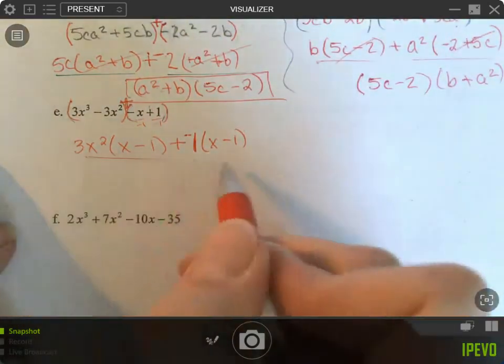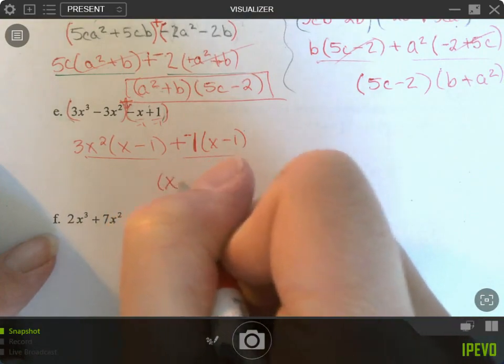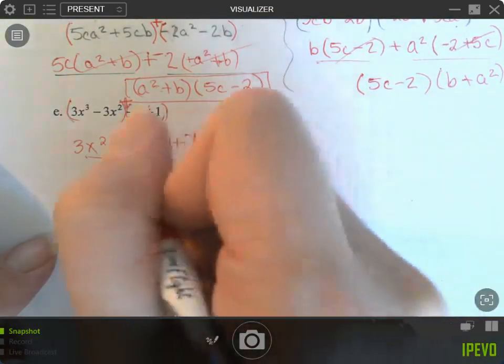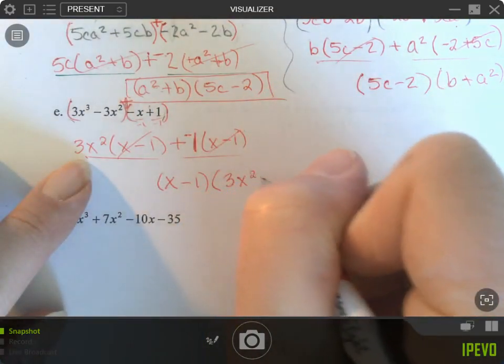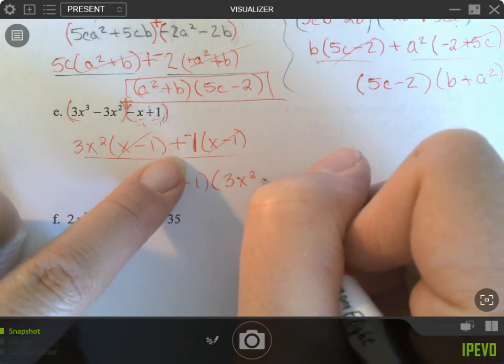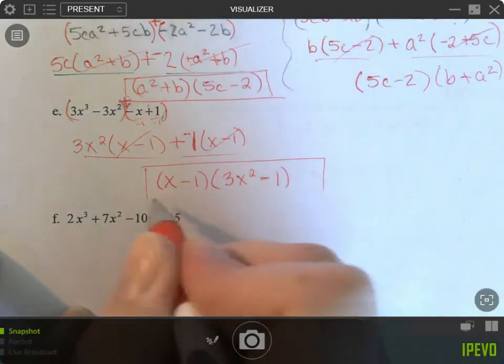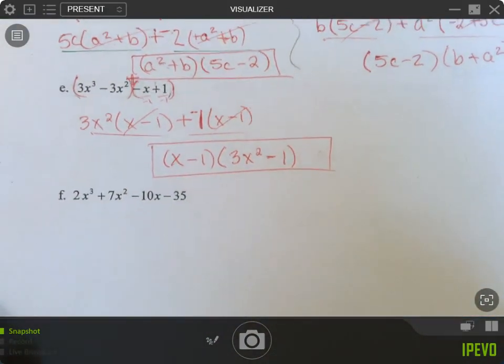Okay, what do they both have in common? It should be x minus 1, shouldn't it? And then once we take out the x minus 1, what's left? 3x squared. And you could do plus negative 1, or I'm just going to make it minus 1. All right, take a minute and you try the next one, and then we're going to see if we got it right.